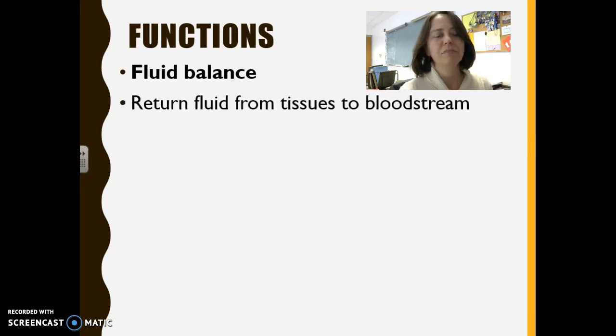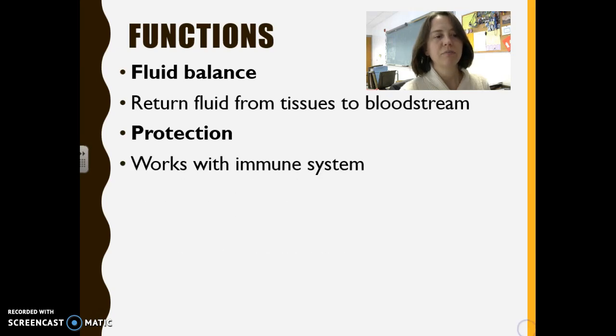The functions of the lymphatic system are to keep fluid balance in your body, that always important homeostasis. So they return fluid from the tissues to the bloodstream, and we'll talk a little bit more about that later. Also, they're important for protection. The lymphatic system works with the immune system, and that is why we're putting the two chapters together in one unit.